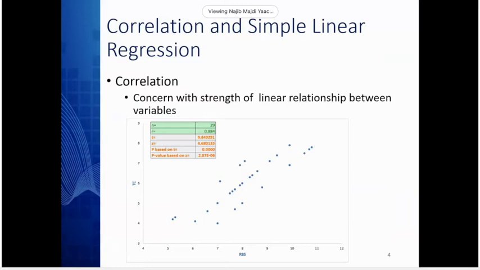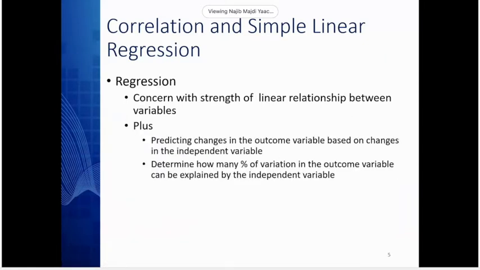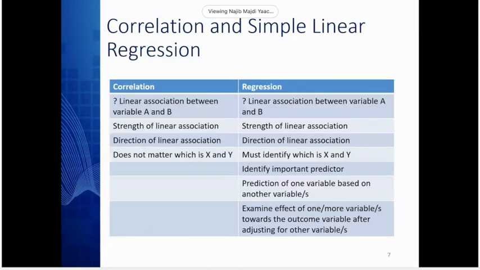So always remember the strength, direction, and also whether it is statistically significant or not. That one is for correlation, whereas for linear regression analysis, normally we interpret as association and not correlation.